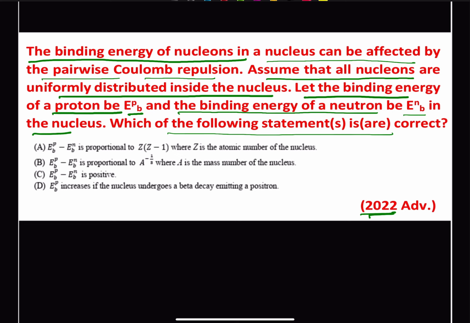Okay. So basically the first four options, we have to find out the difference between the two, and the last option is basically how the binding energy of proton varies when the beta decay is taking place.